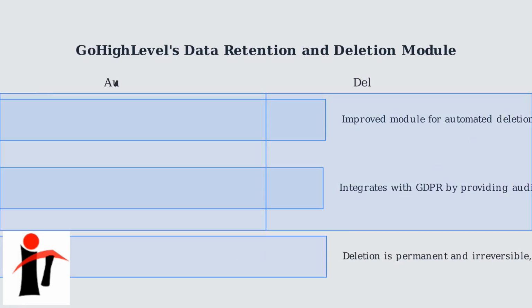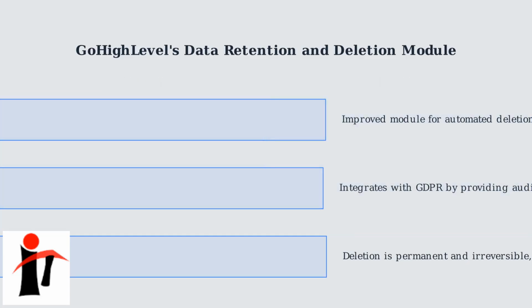Deletion in GoHighLevel is permanent and irreversible in most cases, with data completely purged from servers within 30 days as per their updated privacy policy. This feature helps agencies reduce compliance risks, automate routine tasks, and maintain trust with data subjects under global privacy regulations.